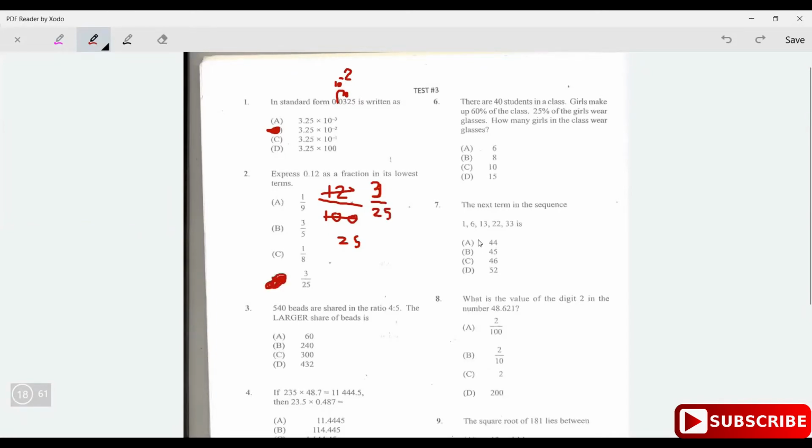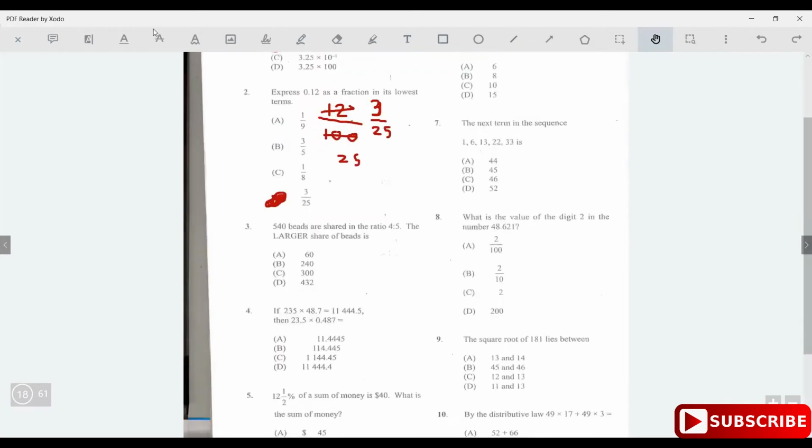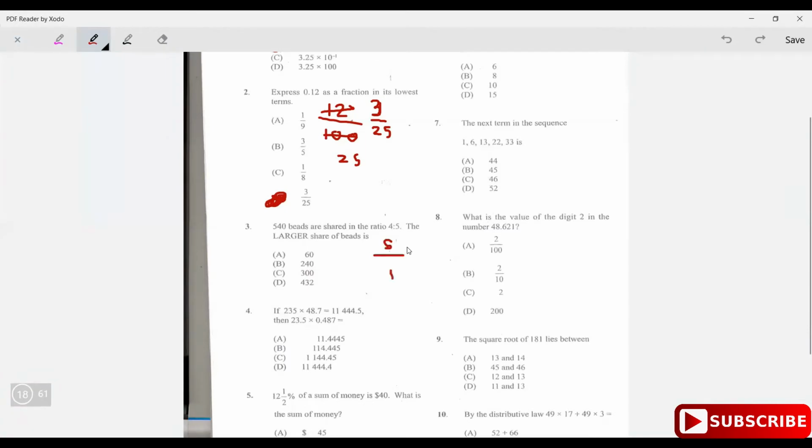Question 3. 540 beads are shared in a 4:5 ratio. The larger share of beads is... So the larger share of beads is 5 over 9 times 540. So that's it. Work out 5 over 9 times 540.